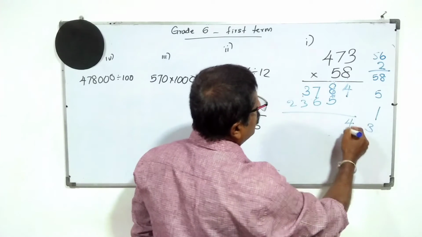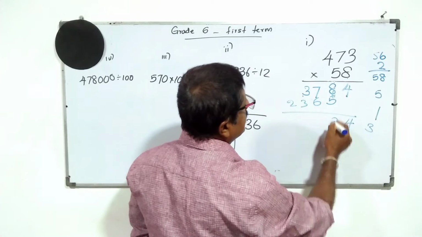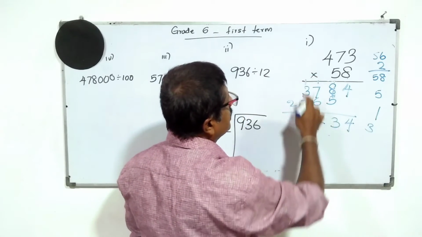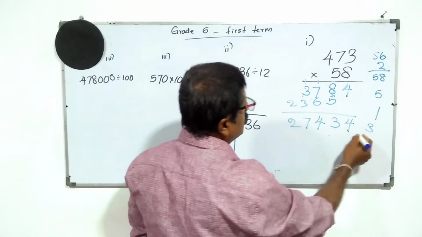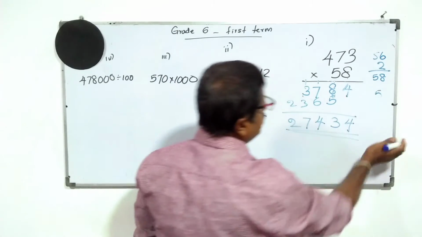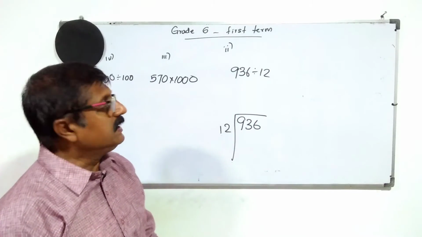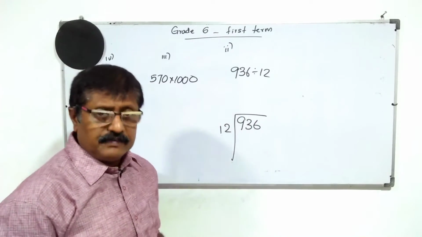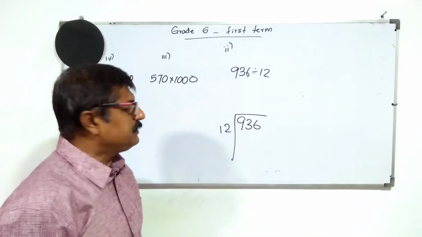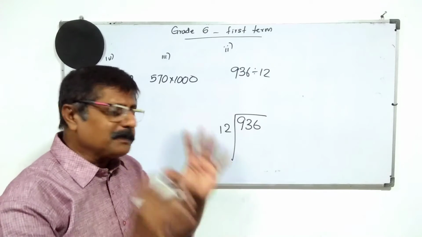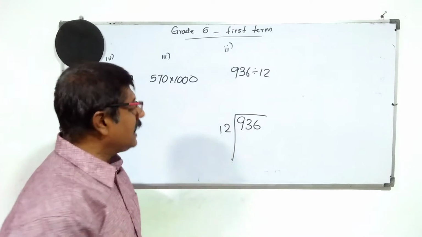Now add these ones. 4, 8 and 5, 13, 3 in here, 1 goes to the other side. 14, 4, 1 goes to the other side. 7 and 2. Right? This is the way. Okay, now let's take up this division, 936 divided by 12. Now, when we want to do a division, we have to write it like this. Otherwise, it may lead to problems, it may lead to wrong answers.